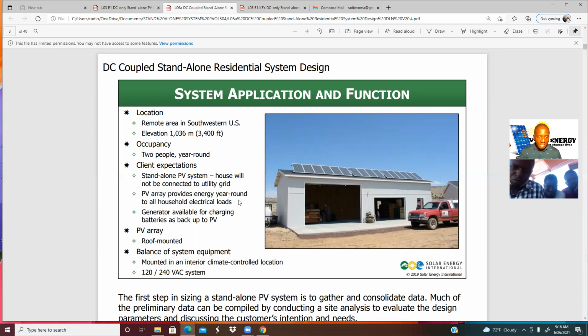PV array provides energy year round. So they're going to depend on this PV system for year round provision of energy. Generator available for charging battery as backup to PV. So this is going to have a backup generator in case of days of autonomy. When they say days of autonomy in PV designs, they're referring to days that the sun will not be shining and cloudy days. We have those days in Liberia that is cloudy, it's raining for 3-4 days, no sun. There's a reason why you include a generator as a backup to run and charge your inverter as well.